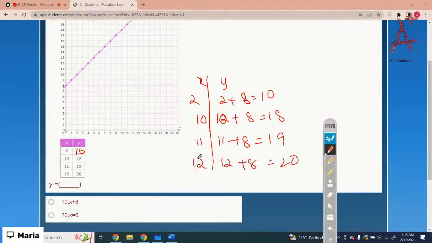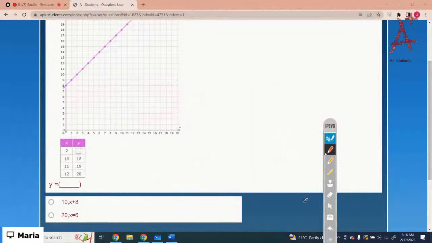That means for each value of x, we are going to add 8 to get the y value. So it would be x plus 8 and the missing value is 10. Got it? So the correct option is option number 1, 10 and x plus 8. Got it? So just select the correct option, then click on the OK button.